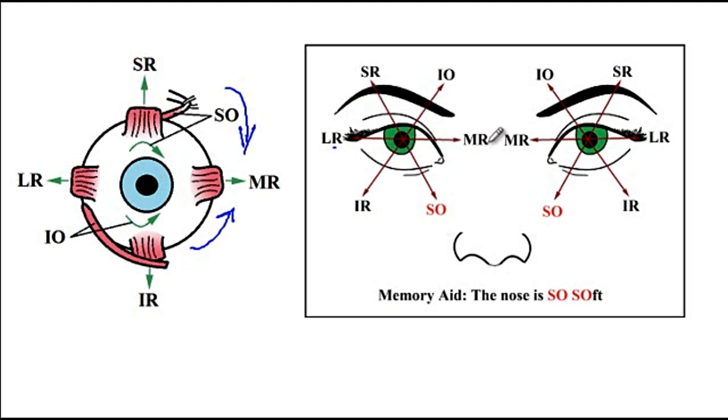that is not working. On the other hand, if the eye is in the adducted position and cannot look down, it's the superior oblique that is not working. And then if in adducted position cannot look up, it's the inferior oblique that is not working.